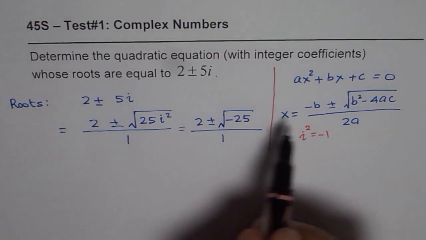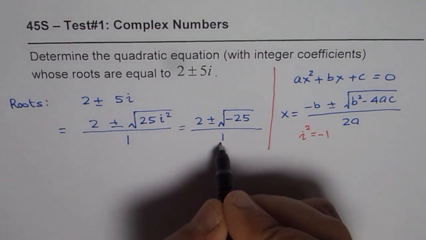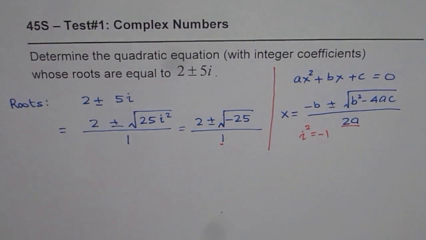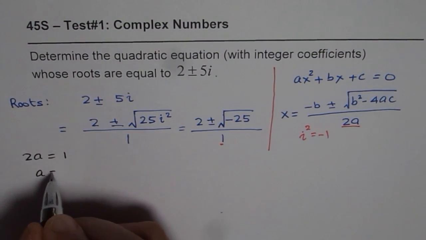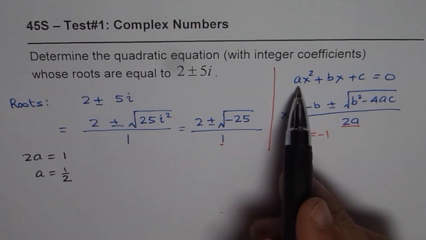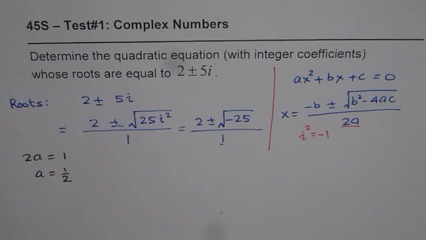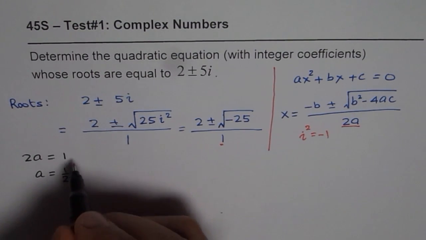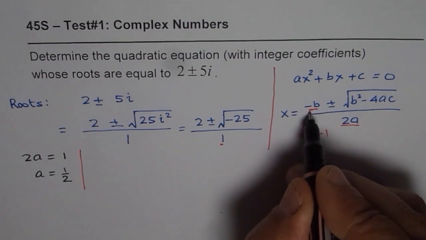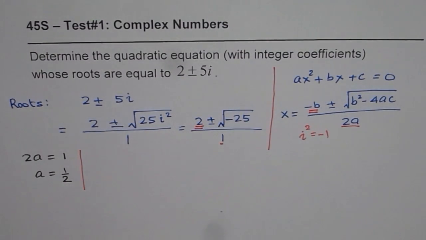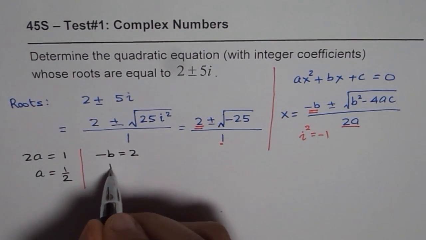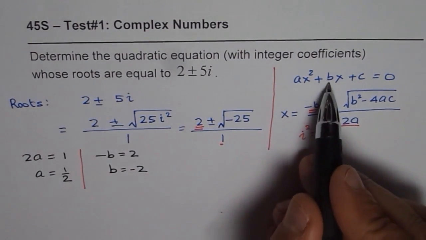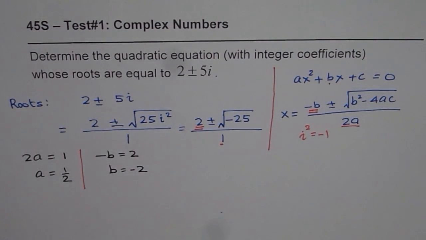Now if you compare these parts, what is a equal to? Let's compare the denominators. If you compare the denominators, we get 2a equals 1, and therefore a equals 1 over 2. So in this equation we get the value of a as 1 over 2. Now let us compare this part, b. Minus b is equal to 2, or b equals minus 2. So we got b also. Perfect. So we got two things done.